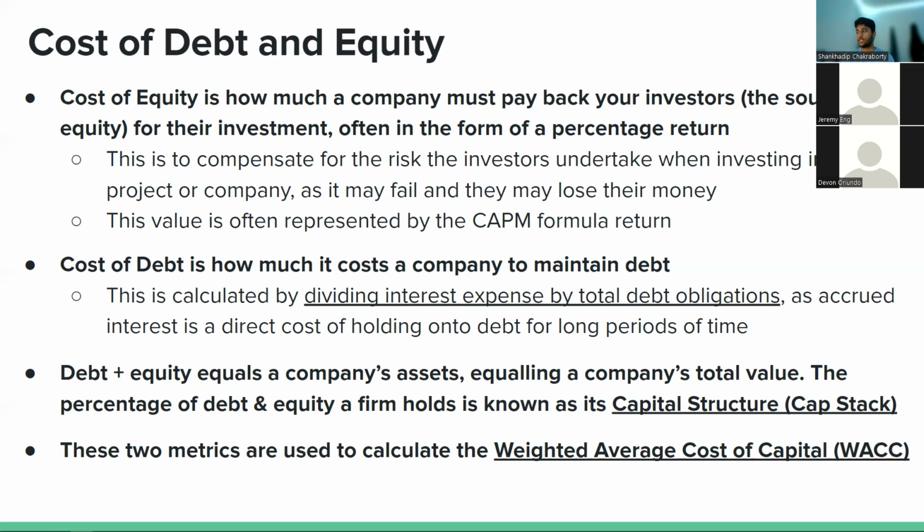So these two metrics are used to calculate, and this is the big equation for finance, the weighted average cost of capital, or WACC for short. And you'll be hearing a lot of this later on in your finance classes if you haven't already, especially in financial management. This is probably the most important topic you'll learn.